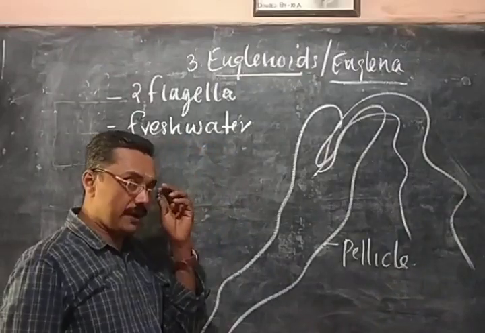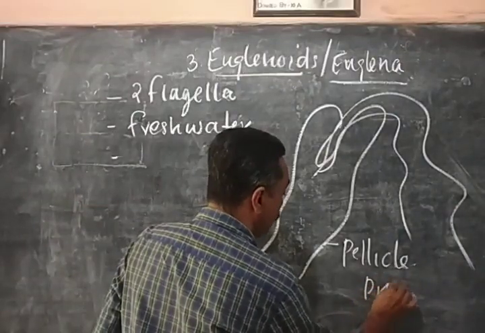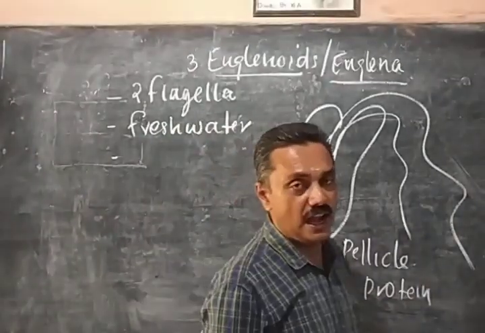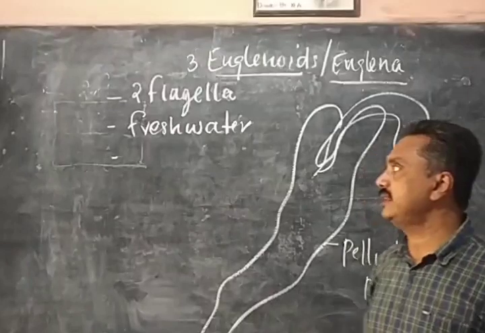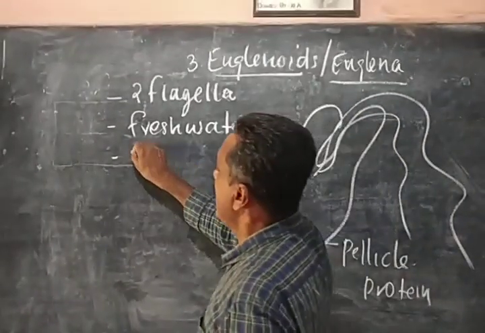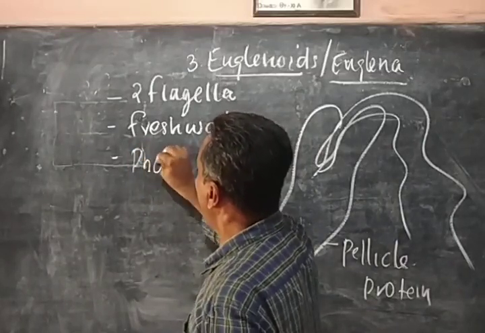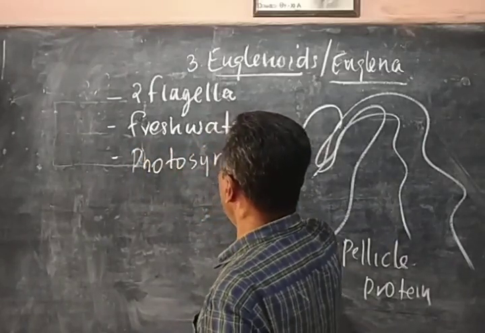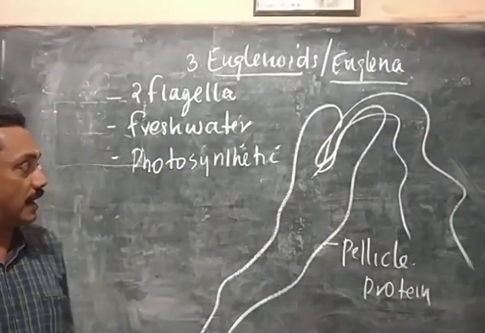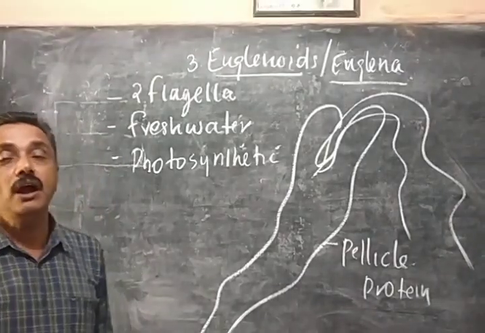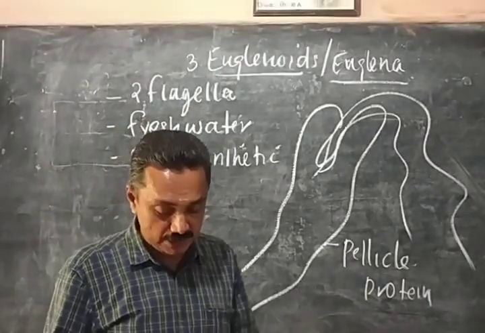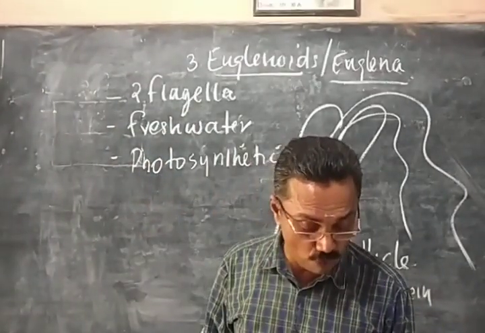See, the cell wall is absent and is covered by a protein covering called a pellicle. These kinds of organisms with two flagella, Euglena-like organisms, come under the group called euglenoids. They are photosynthetic freshwater organisms. All of them are autotrophic or photosynthetic, and most of them produce food by photosynthesis. And you remember that they are the main producers of the ocean.